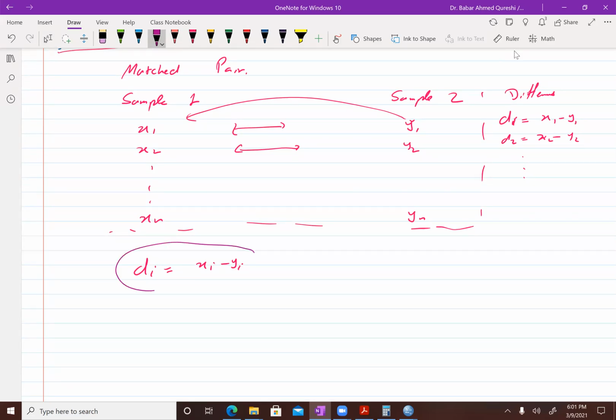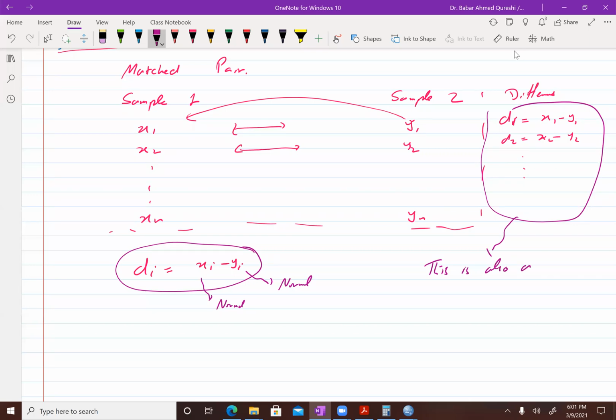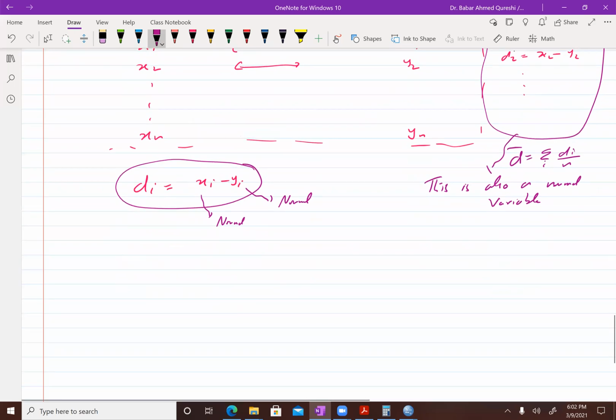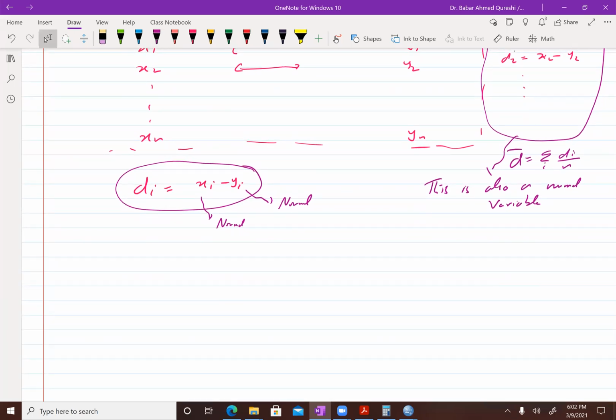And then this difference, since this is a normal variable and this is a normal variable, this difference column which you have created is also a normal variable. So you can just compute the average difference, which is the average computed on the differences from your two columns. And since I don't know the variance of the population, I can use this formula. Since it's a normal variable, I can put the confidence interval this way.